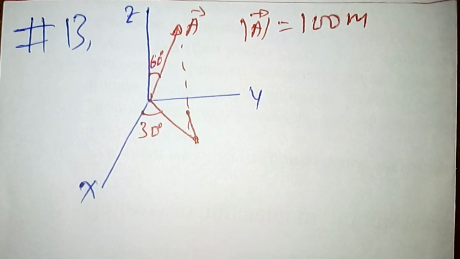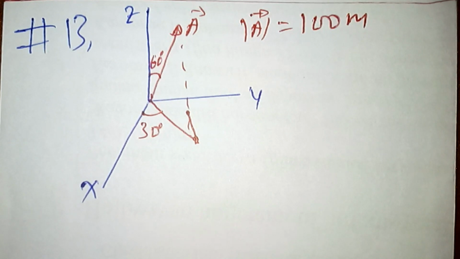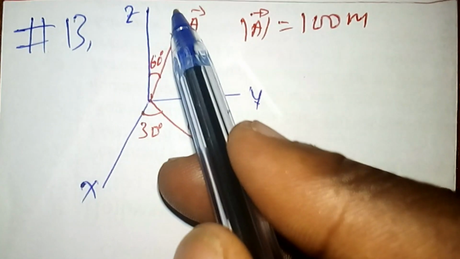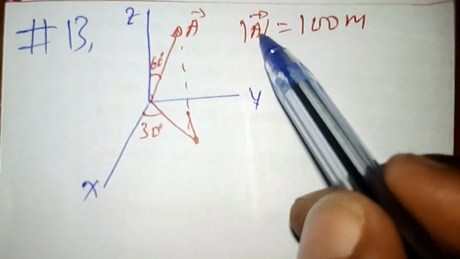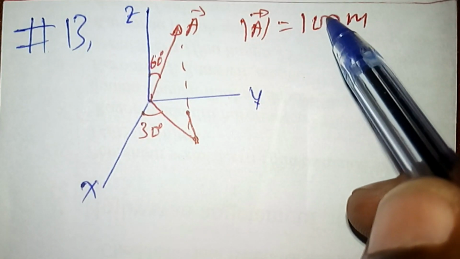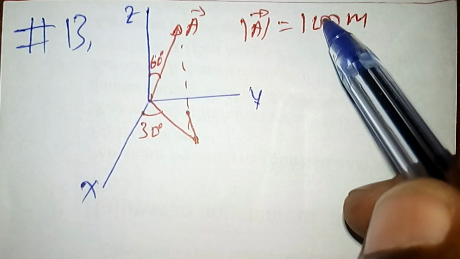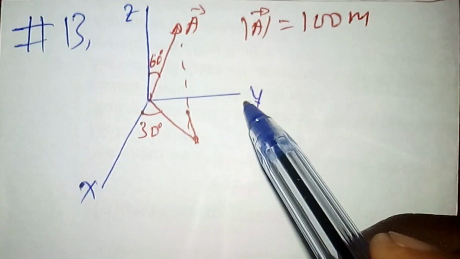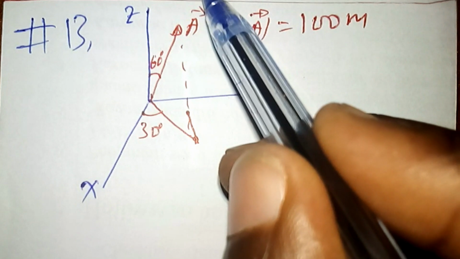This question is about resolving a vector into its three components, that means the x, y, and z components in the Cartesian coordinate system. We can resolve a vector into three components: the component along x, the component along y, and the component along z. The magnitude of vector A is 100 meters. It is a displacement vector. So I can find the components of vector A along x, along y, and along the z-axis.